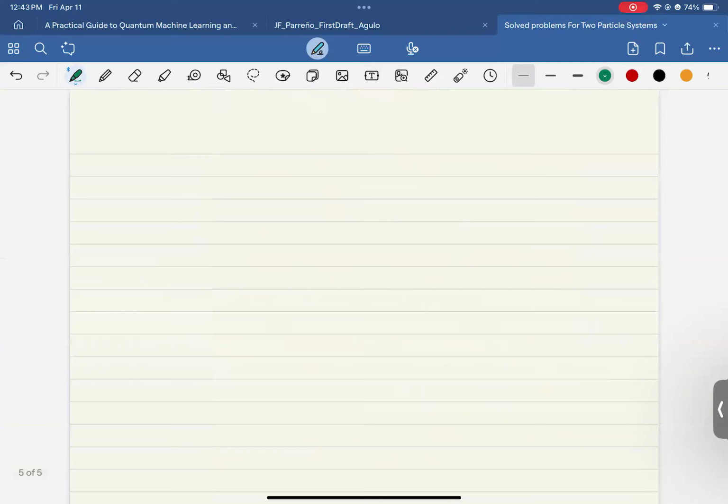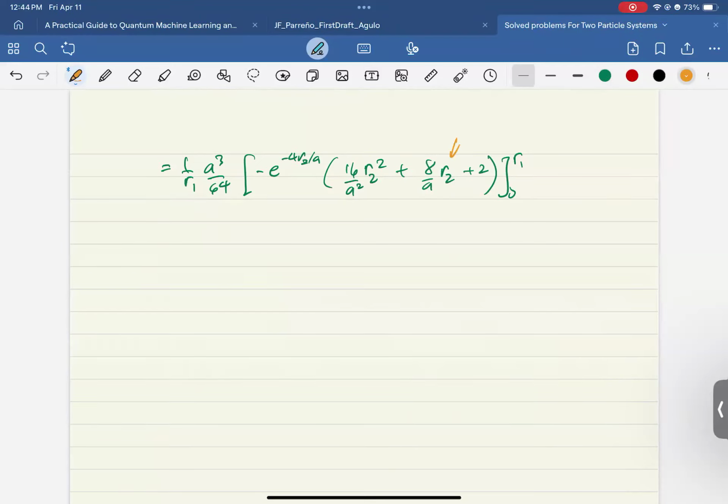So that gives us 1 over R1 A cube over 64. Okay, exponential minus. So ibabalik muna natin lahat, ano? R2 over A, and then 16 A squared R2 squared plus 8 over A R2 plus 2. Okay, evaluated from 0 to R1. Remember yung ating integration variable dito ay R2.